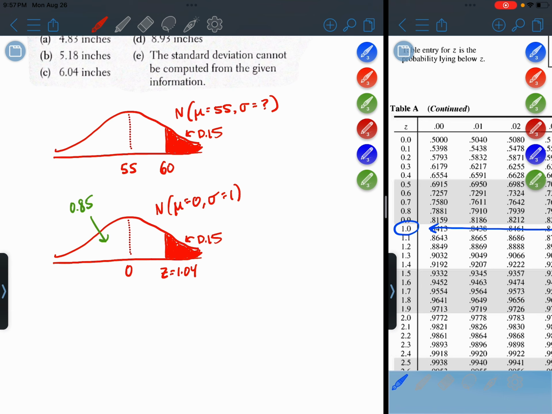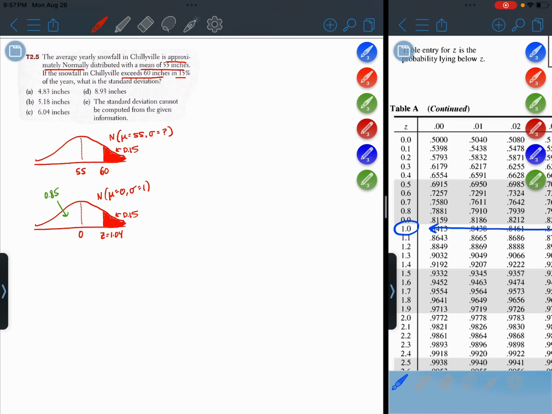Now we've got a new piece of information. Let's set up an equation. The only equation that I know that would apply here is the z-score formula: the z-score is equal to the value minus the mean over the SD. Do we know the z-score? Yes, 1.04. Do we know the boundary value? Yes, it's 60. Do we know the mean? Yes, that's 55. So there's only one unknown in this equation. Let's substitute the values we know: 1.04 equals 60 minus 55 over SD.